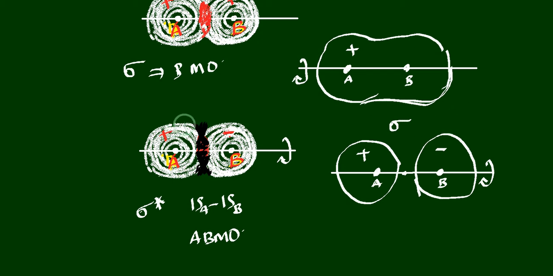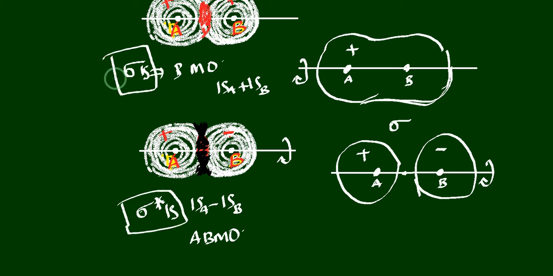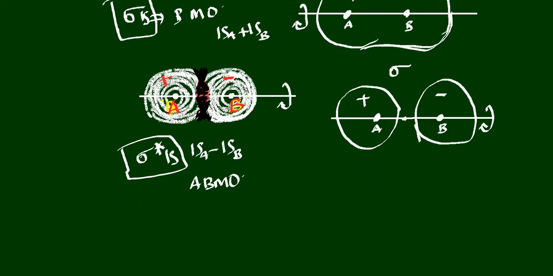And since both of them are formed from the 1s atomic orbitals, whether it is sigma or sigma star, both of them are formed by the linear combination of the 1s atomic orbitals. Here it is the 1s A plus 1s B combination. Here it is the 1s A minus 1s B combination. Both are linear combinations of 1s atomic orbitals. Therefore, we can call this sigma 1s and this sigma star 1s. So we have two molecular orbitals, and based on their symmetry, we have named them the sigma 1s and sigma star 1s orbitals.